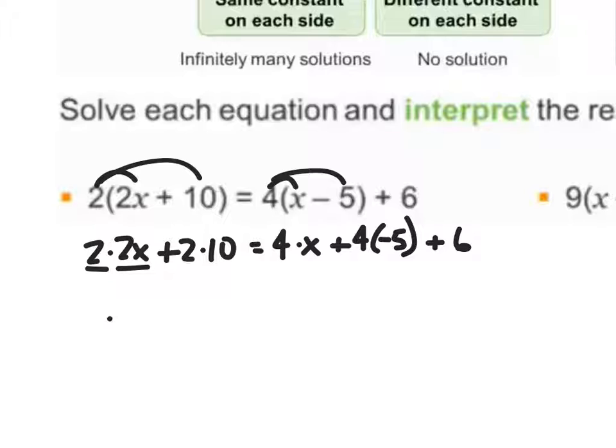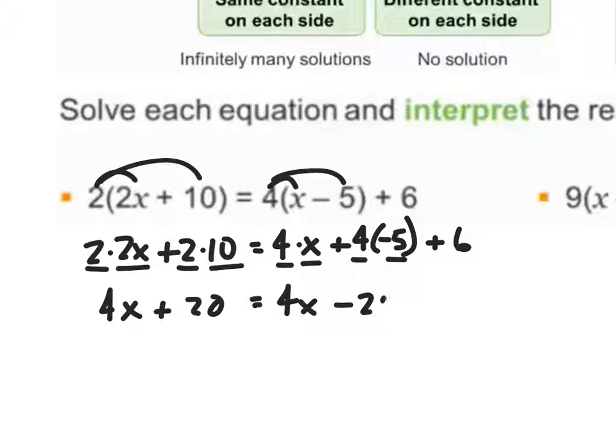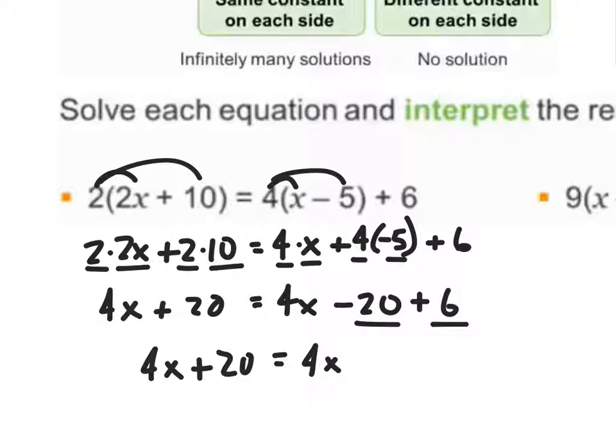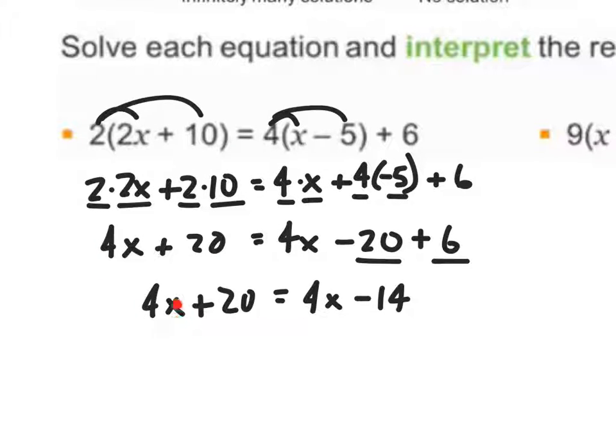So 2 times 2x gives me 4x. 2 times 10 is plus 20, is equal to 4x. And then 4 times negative 5 is negative 20, and then plus 6. Let's simplify this right side. So I got 4x plus 20 is equal to 4x minus 14. Notice here that you have the same variable term, and notice that your constants are different. Simply by seeing this, I already know that we're going to have no solution.